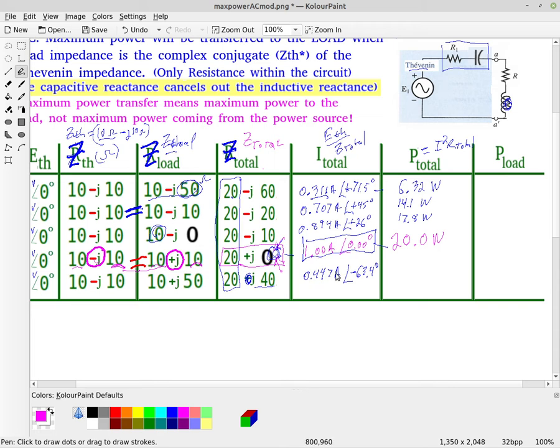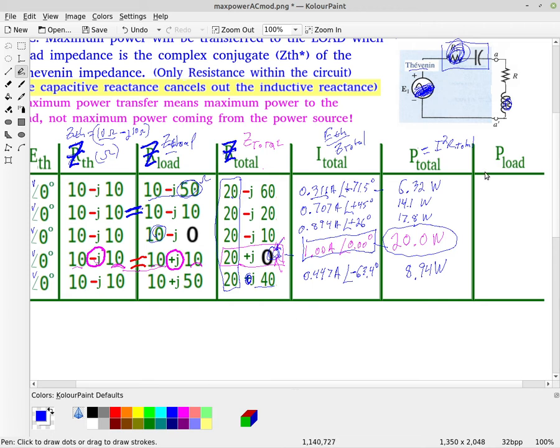All right, and then if we look at the final case, we're back down to 8.94 watts for total power. So this is the total power being supplied, which means some of it's being used in this Thevenin resistance, and some of it's being used in the load resistance. It's total power being used within the entire system.